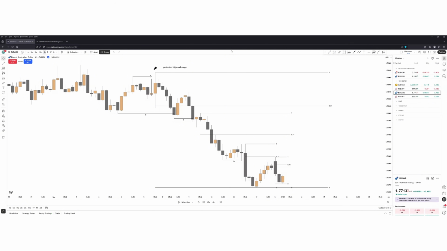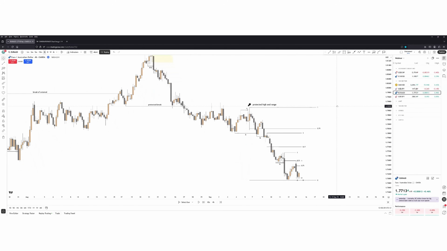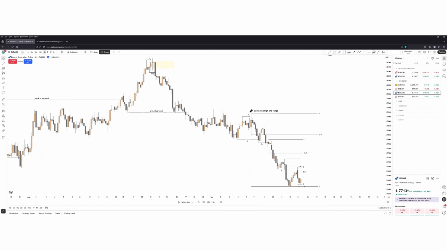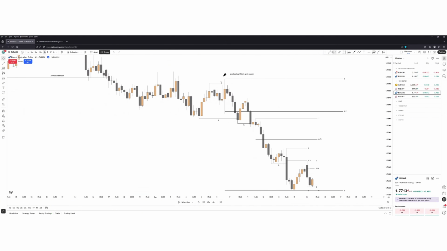So first of all, 4-hour structure. What we get here on EUR/AUD is that price has been really nicely bearish ever since the creation of this external or swing high point. And ever since price broke the last recent protected low point, it was sure that the price is trending into a bearish market.